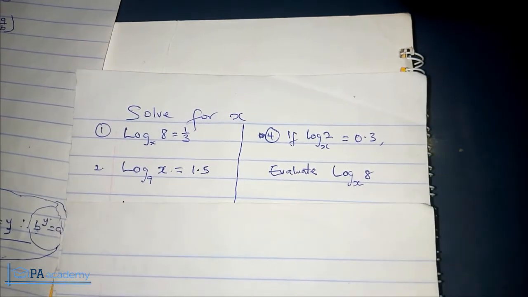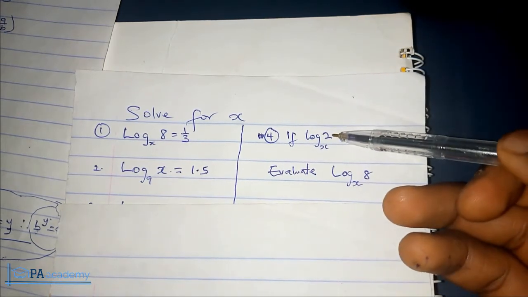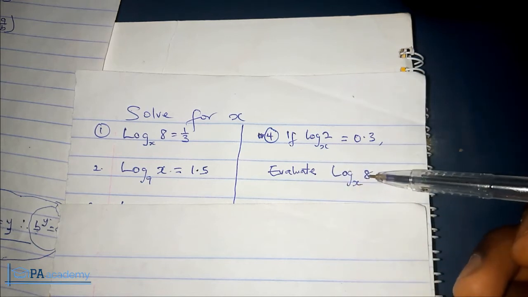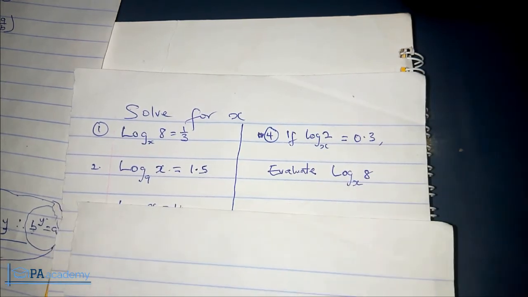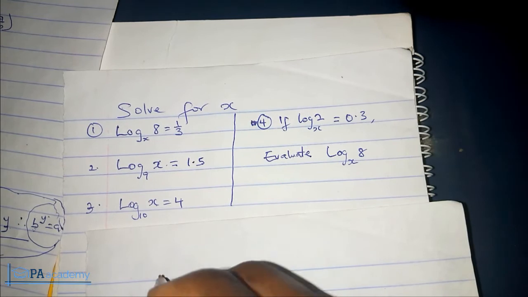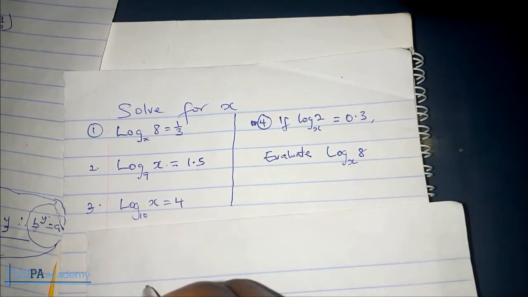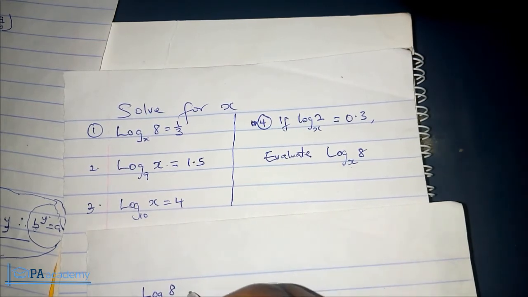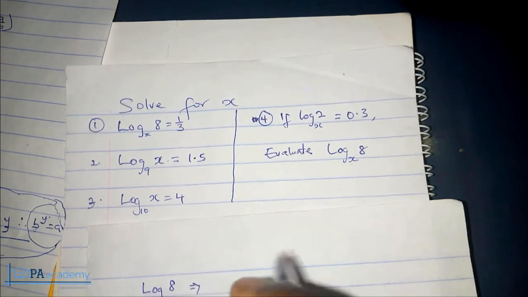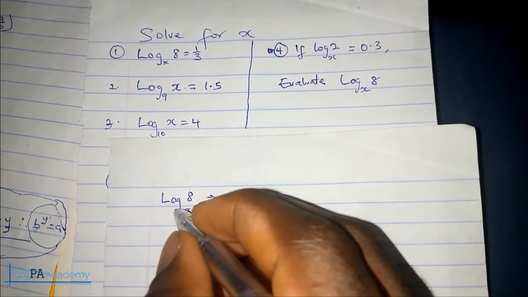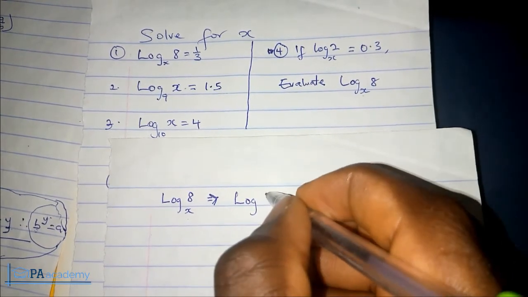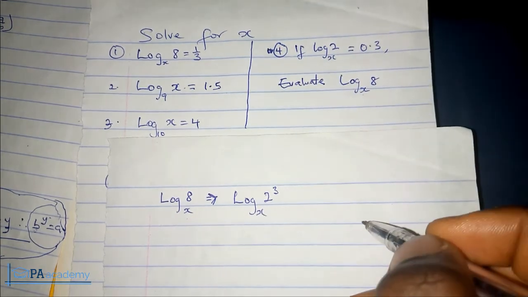So example 4 says if log 2 to base x is equal to 0.3, evaluate log 8 to base x. So this one, we are not going to be using law 11 anymore. So let's solve it. So this is what we are looking for, log 8 to base x. Now we can rewrite this as log 2 raised power 3 to base x.